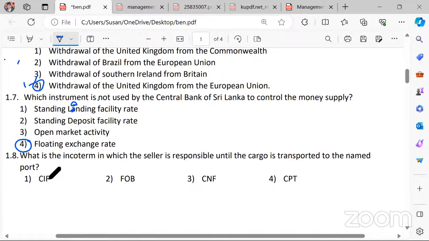CPT, carriage paid to. Under the CPT Incoterm, the delivery of the goods occurs when they are delivered by the seller to an agreed place, not the port, an agreed place. I mean, this particular place, right? Then which one is the agreed port? That is FOB, free on board, right?